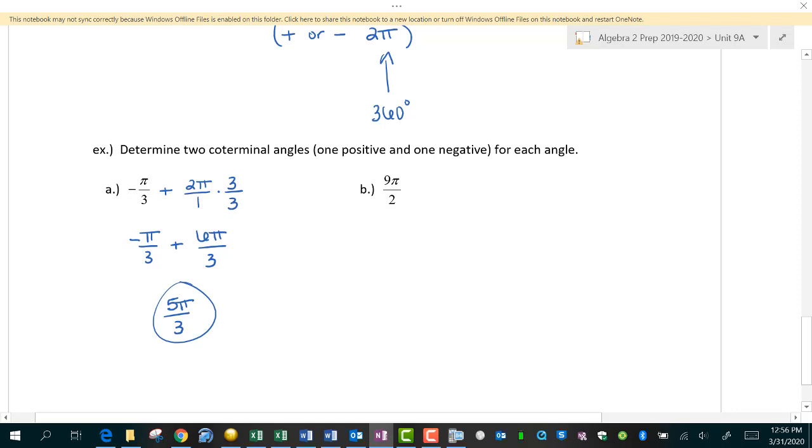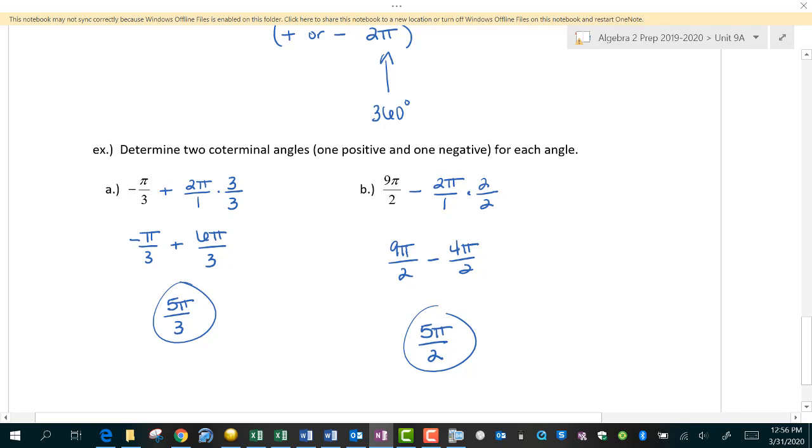Now for part B, if I have 9 pi over 2, let's find a coterminal angle by subtracting 2 pi this time. Again, I need a common denominator. Currently, I have 2 in my denominator, so I'm going to multiply 2 pi by 2 over 2. So I end up with 9 pi over 2 minus 4 pi over 2. 9 pi minus 4 pi gives me 5 pi over 2, and the denominator stays the same.